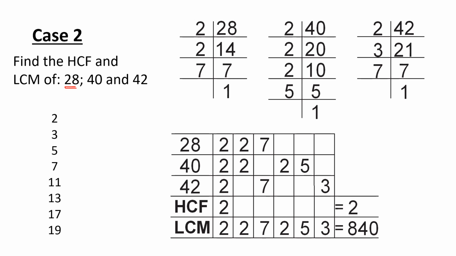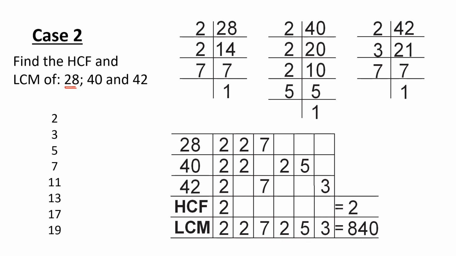Now, the HCF. And what of these occur in all 3 of the lines? Only that 2. So I bring that 2 down and put it there. There's only 1 there, there's only 1 there, and there's only 1 there. So the only thing I can bring down is 2. So the highest common factor of 28 and 40 and 42 is 2. It is the biggest number that will divide into any of those 3 numbers without a remainder.